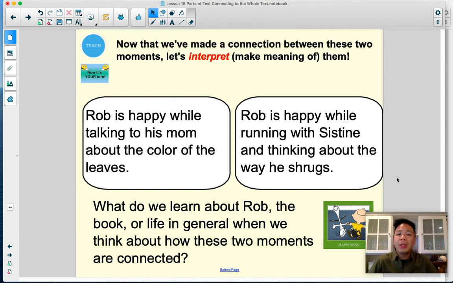So, what do we learn about this? What can these two things teach us, that those two things are together? When we interpret, we think about what we can learn from this. What do we learn about Rob or the book or just life in general when we think about how these two moments are connected? You think about that for a moment. How are these two things connected?